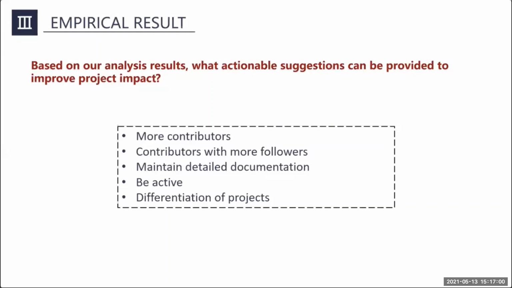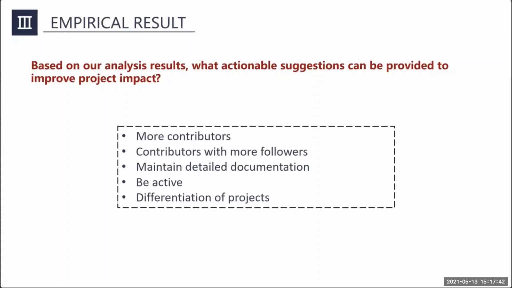And the third is to maintain detailed documentation, which is quite obvious from our analysis results. If you have better documentation, a long documentation with more URLs connecting to outside links and web pages, and especially if you have wiki pages, the project tends to be impactful. The next suggestion is being active. Better to frequently or actively maintain your GitHub project in order for it to be impactful.